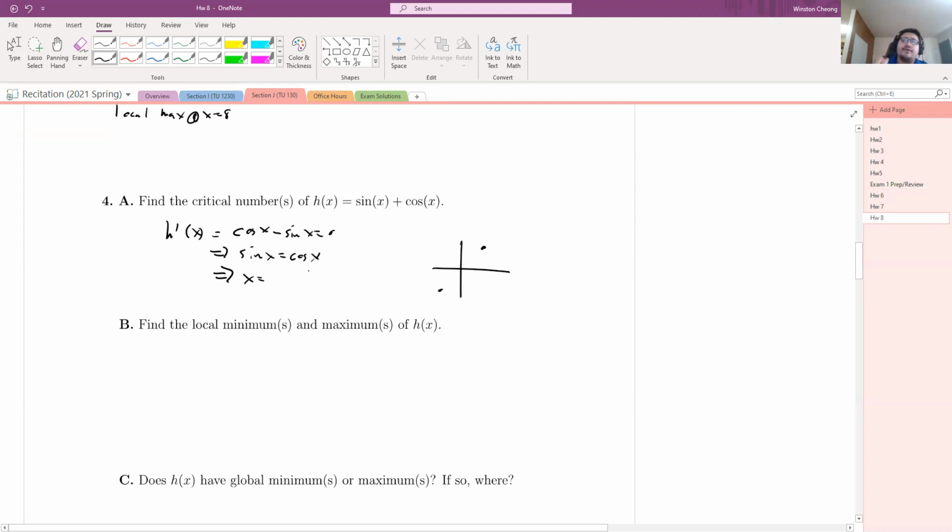And the thing is that there's an infinite family of both of these because we can wrap around the circle as many times as we want. So we have infinitely many critical numbers: pi over 4 plus 2 pi k, and also 5 pi over 4 plus 2 pi k.